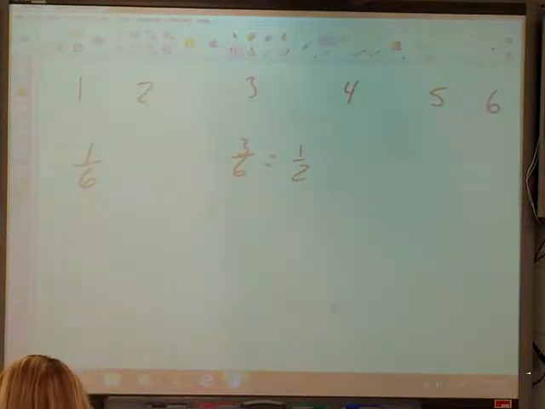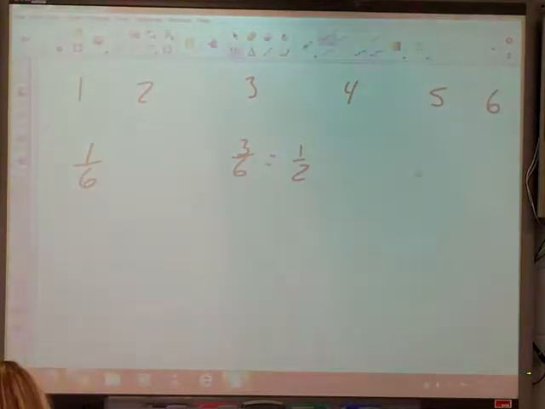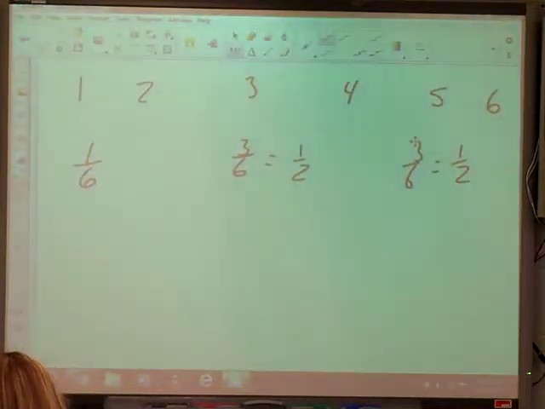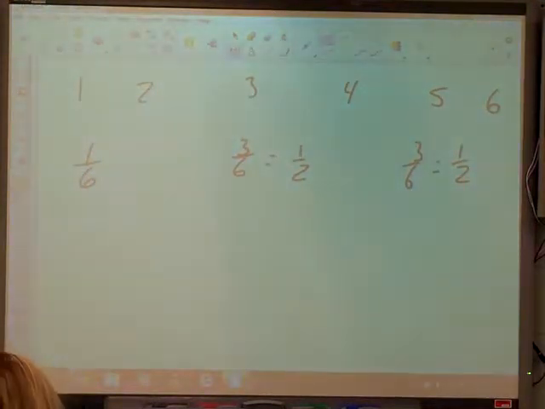Number 3, a multiple of 2. 2 times 1, 2 times 2, 2 times 3. There's 3 multiples of 2. So that one was 1/2 also. Number 4, a number greater than 6. I did not write any numbers up there that are greater than 6. So number 4 would be a 0 probability.